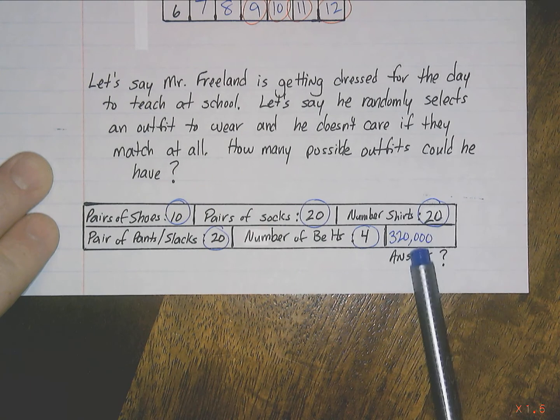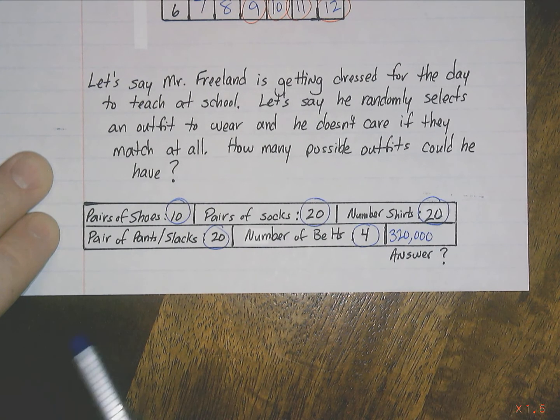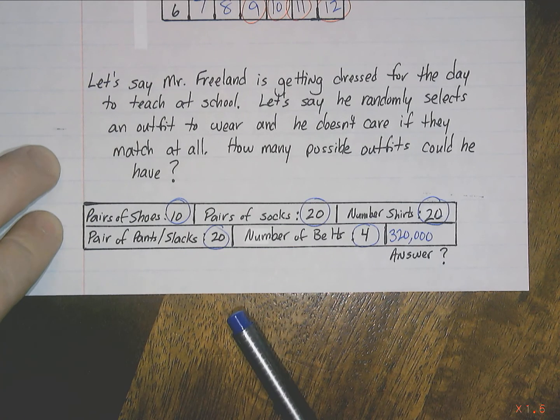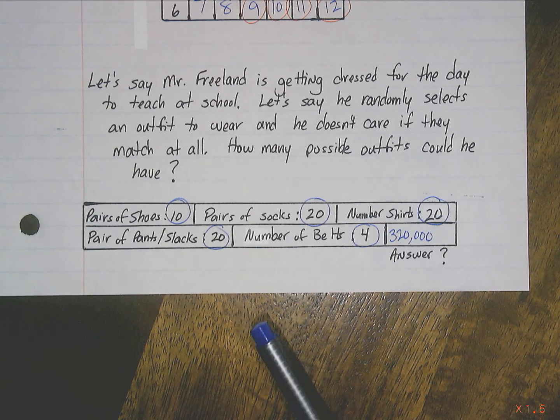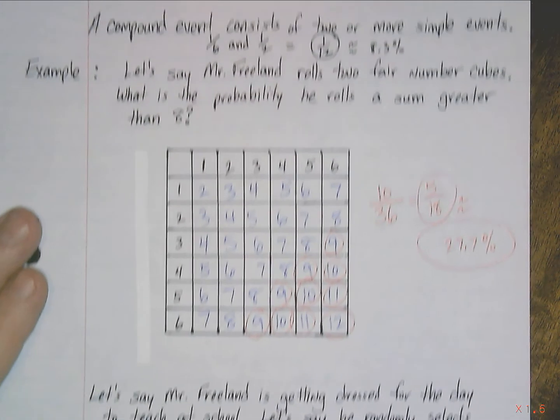I can guarantee you, some of you guys have more than I do. Okay? And I probably have a little bit more too. This is just an example. But wow, 320,000 outfits. Okay, some of my favorites. I use more than one outfit in a month. I promise you that. But anyways, hopefully that helps. Again, it's this theoretical probability of compound events.